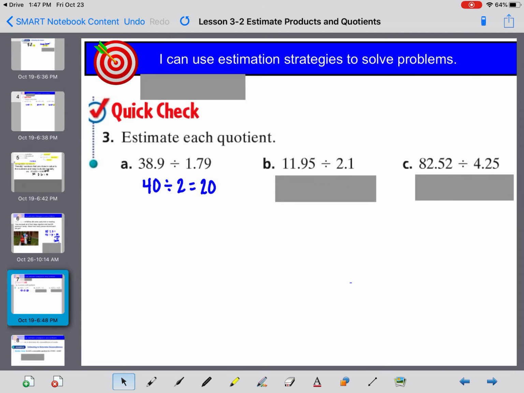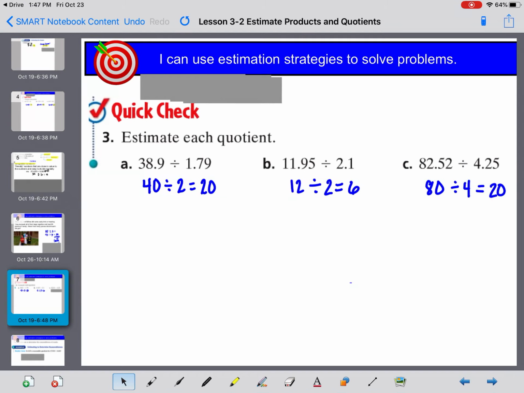I chose the compatible numbers of 40 and 2. You could have chosen something different. This is not your only set of compatible numbers, but you will still get a number close to 20 as your solution. The quotient to the next problem, in problem B, is close to 6, 12 divided by 2. For the last one, I chose 80 divided by 4, and I got 20. You might have chosen something different, but your numbers should be close to what I got.